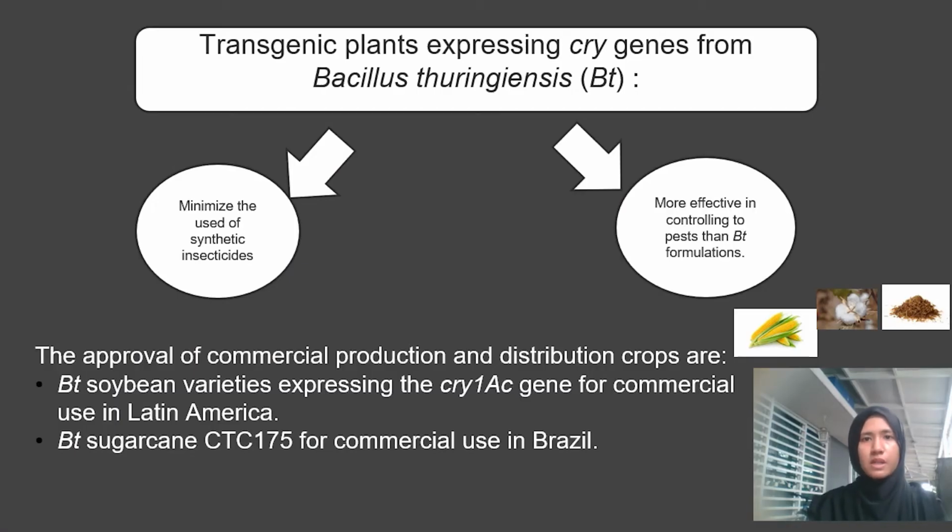Transgenic plants expressing Cry from Bacillus thuringiensis will minimize the use of chemical insecticides and are more effective in controlling pests than Bacillus thuringiensis formulations. In 1995, the Environmental Protection Agency (EPA) in the United States approved the commercial production and distribution of Bacillus thuringiensis crops, including corn, cotton, and tobacco. Examples of commercially available crops are Bacillus thuringiensis soybean varieties expressing the cry1Ac gene in Latin America, and also Bacillus thuringiensis sugarcane CTC175 for commercial use in Brazil.